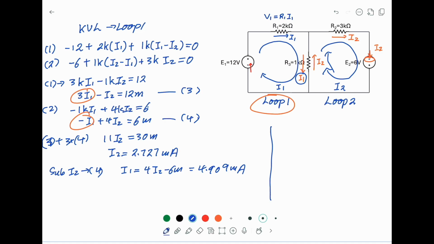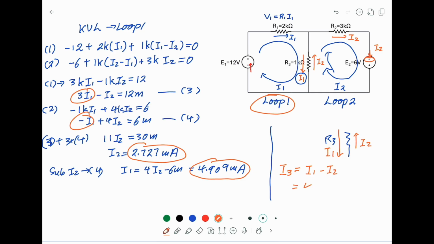Now, the next question I want to answer is, what is the physical current passing through R3? Now, if you look at R3 here, we assume on the left hand side the mesh current I1 going down, and on the right hand side the mesh current I2 going up. But if you look at I1 is 4.909, I2 is 2.727, so it means the overall current must be going down. So the physical current passing through R3 must equal to I1 minus I2.